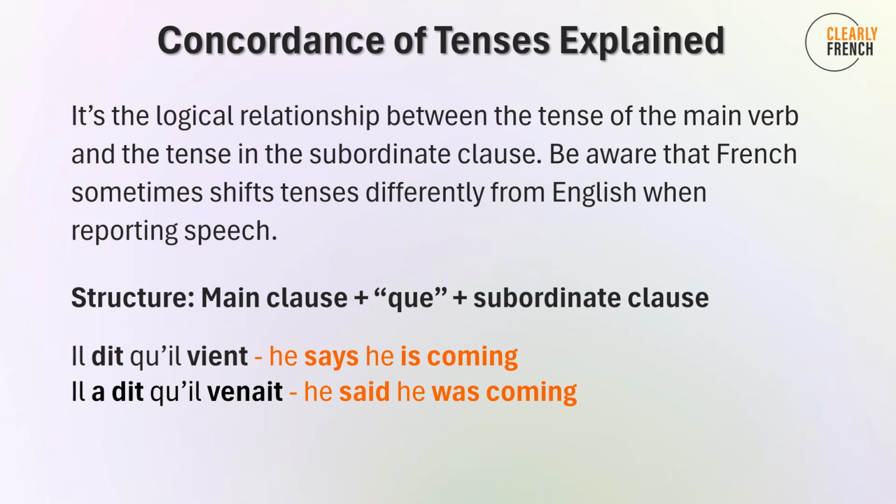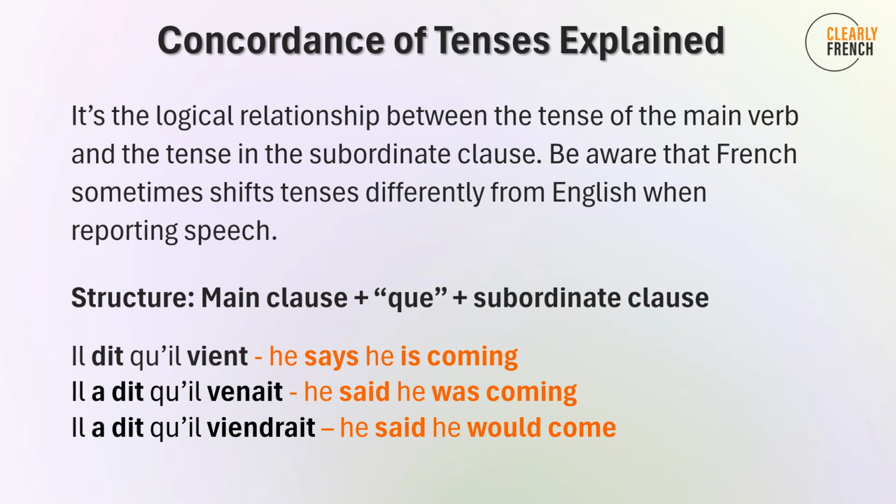Il a dit qu'il venait. He said he was coming. This time we've put it all in the past. Il a dit qu'il viendrait. He said he would come. Now this time it's in the conditional. I'm going to explain how and why in the lesson.